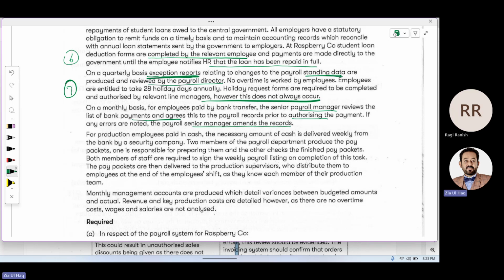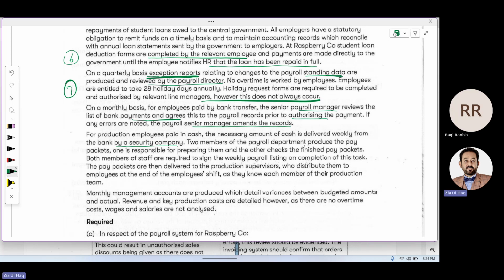What is the test of control? Evidence will be sought by inspection that there are signatures on the payment list by the payroll manager after review. For production employees paid in cash, the necessary amount of cash is delivered weekly from the bank by a security company.